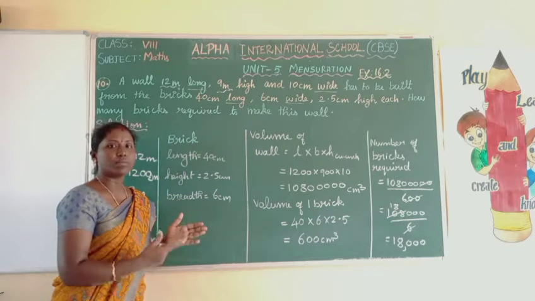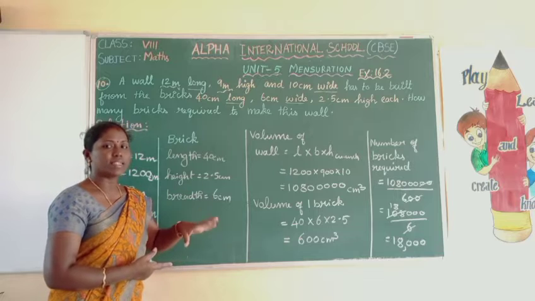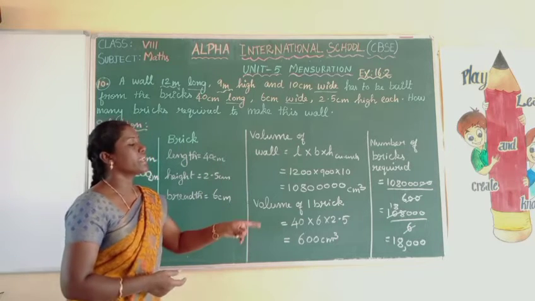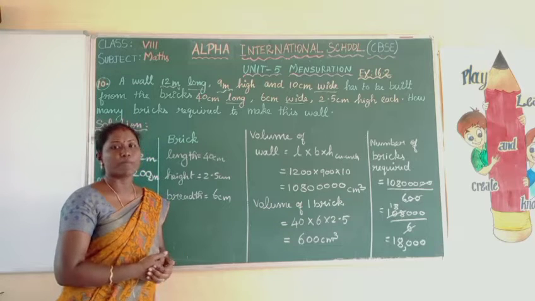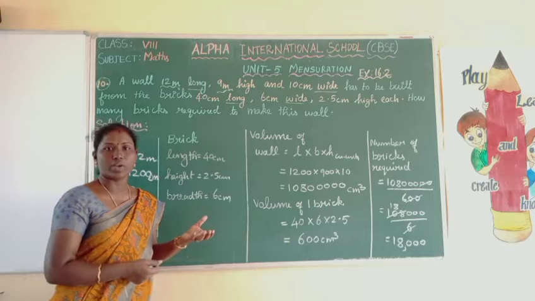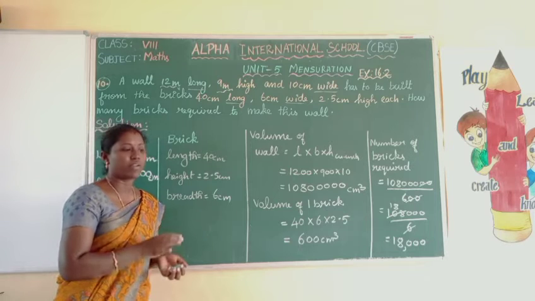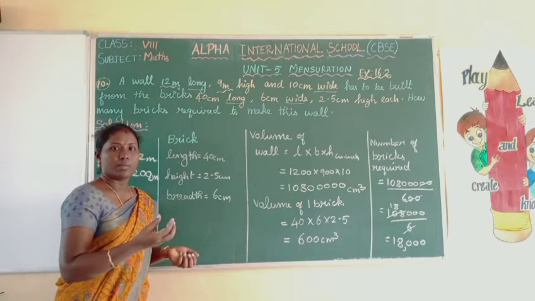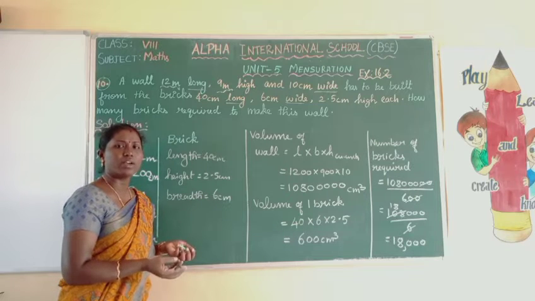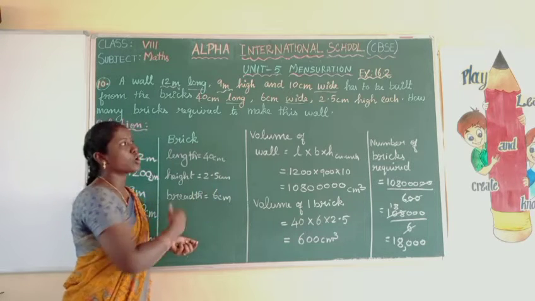They gave some length, breadth and height of the wall. To construct the wall as it is, the number of bricks they required is 18,000 bricks. Whenever you have a situation problem like this, where we are going to construct a wall or fill the tank with an object, they give one object. For example, here the object is brick.